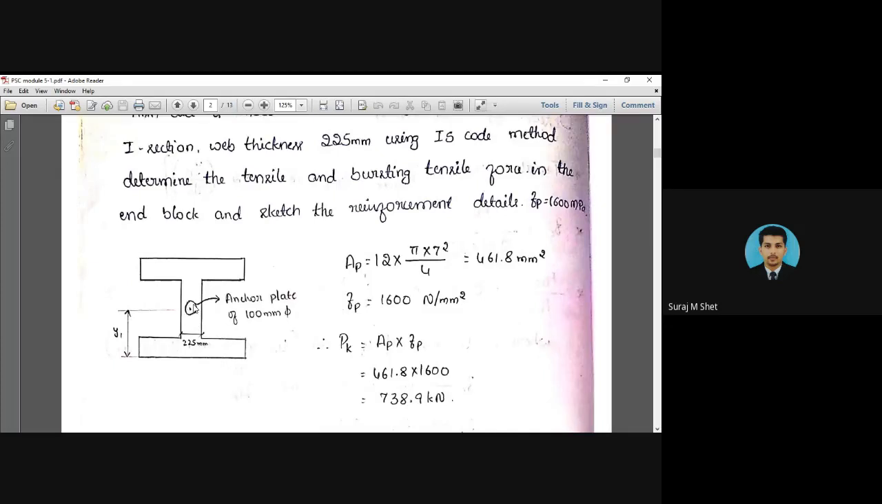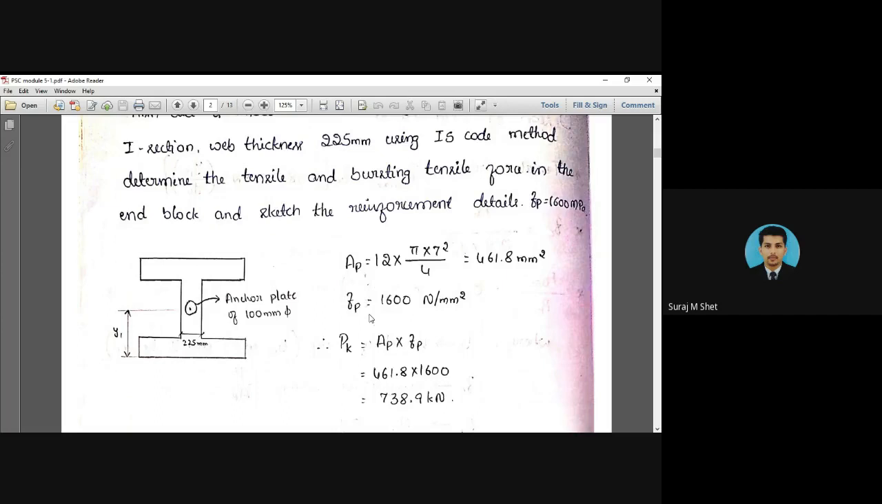So first you have to calculate the area of the plate. How to calculate? They are using 12 wires of 7 mm diameter. So what is the area of one wire? Diameter is given, so you can easily calculate the area, right? Area is equal to π by 4 d square, where d is 7 mm, so 7 square. This is the area of one wire. In the plate there are 12 wires, so total area is 12 times the area of one wire. So the total area is equal to 461.8 mm square. So the area of this plate is 461.8 mm square.